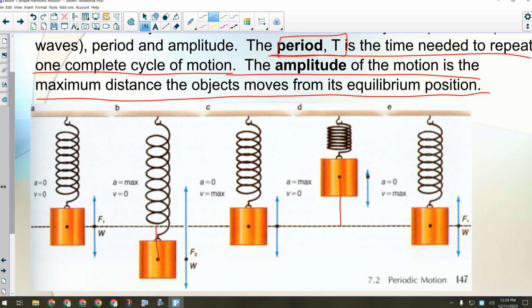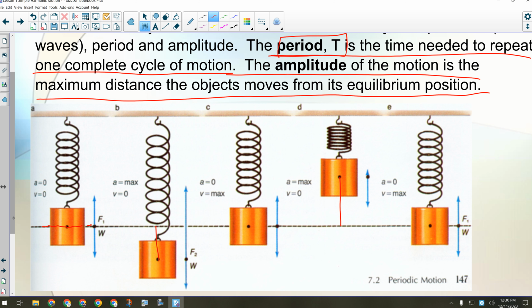Now, as this motion occurs, okay, if we're at equilibrium right here, okay, how much force is the spring exerting on the mass at equilibrium? None. At equilibrium, the spring is neither stretched nor compressed. Therefore, it isn't exerting any force. As soon as we move away from equilibrium, does the force increase? It does, linearly with displacement.